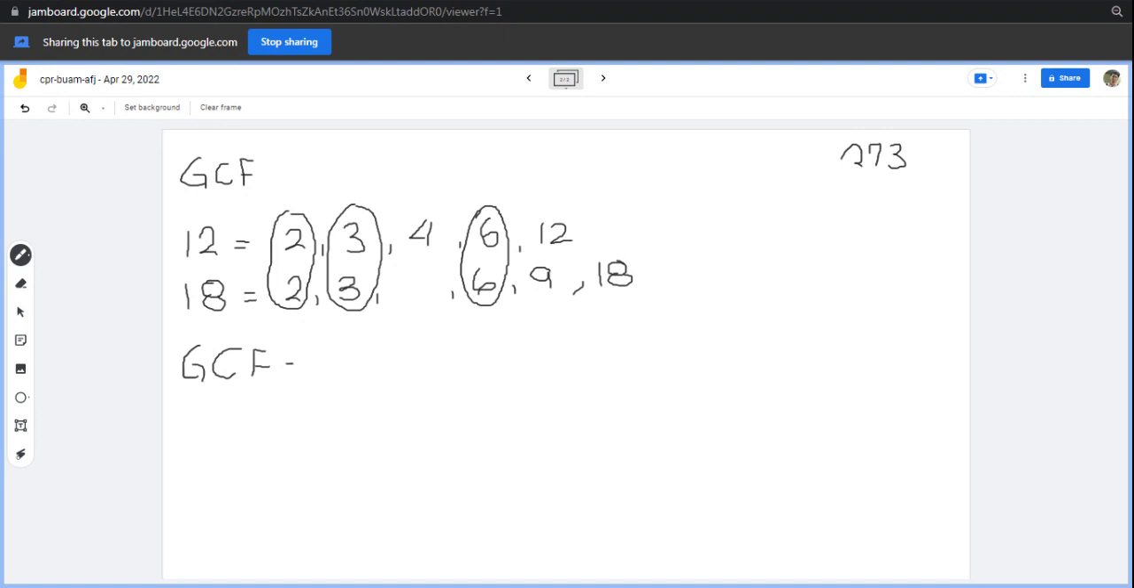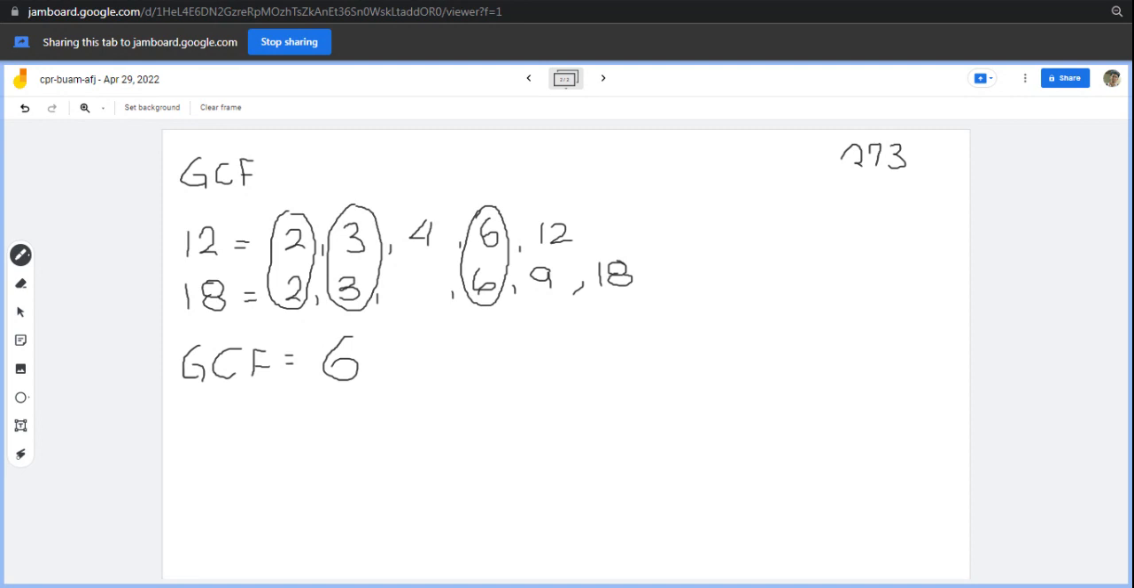Greatest? What is the meaning of greatest? Pinakamalaki. Bigger. Yon, the biggest. The larger value. So, which is the biggest, the larger, or the greatest? Si 2, si 3, or si 6? 6. So, our GCF is number 6. Okay? Si number 6 yung ating GCF. So, ganyan. We have the greatest common factor.